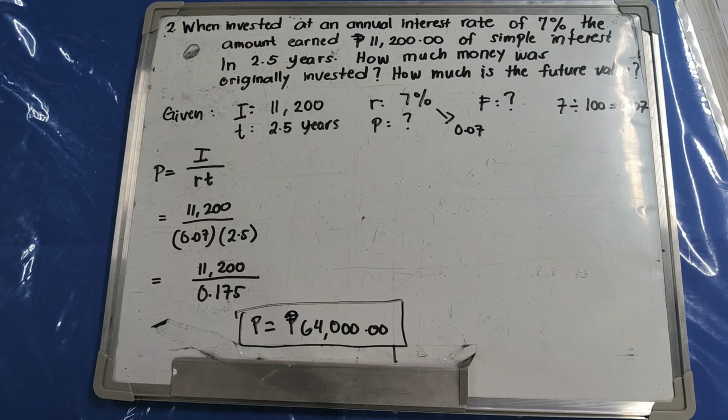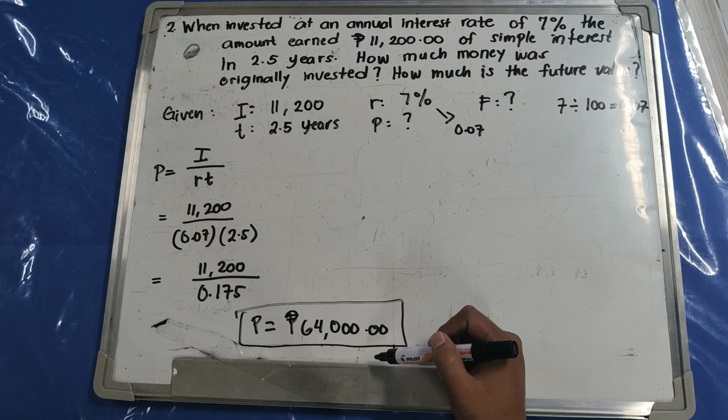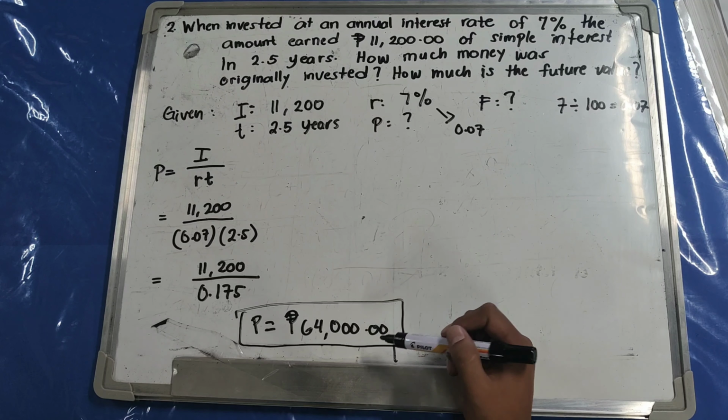Okay, class, let me show you the tips. In finding the answer of this problem, you don't have to round off when you are still in the process of finding the final answer. You have to apply it if you are already at the final answer. So, therefore, the money that was originally invested is 64,000. That 64,000 is the principal. Then the interest is 11,200. So let's try to evaluate the problem.